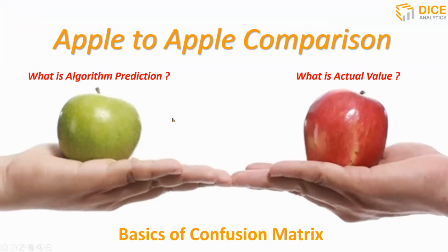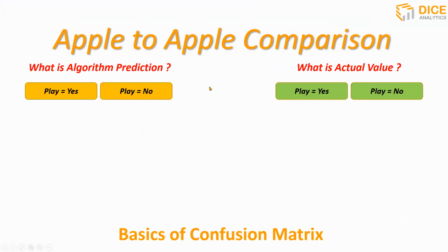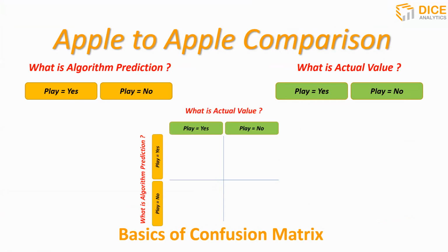where we compare what the algorithm predicted versus the actual value, right? So it's an apples-to-apples comparison. For example, if we had data where we want to check what a customer actually did and what the prediction was, then we can make 4 combinations. How can we make 4 combinations? Here is the actual value, and here is the predicted value.